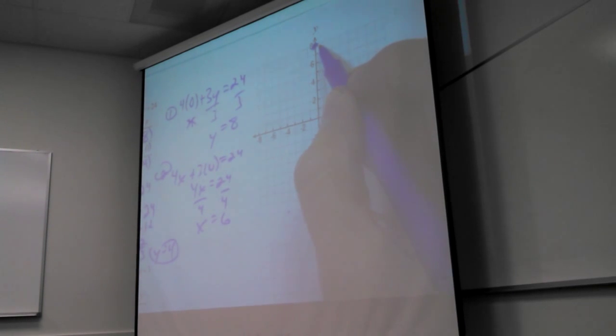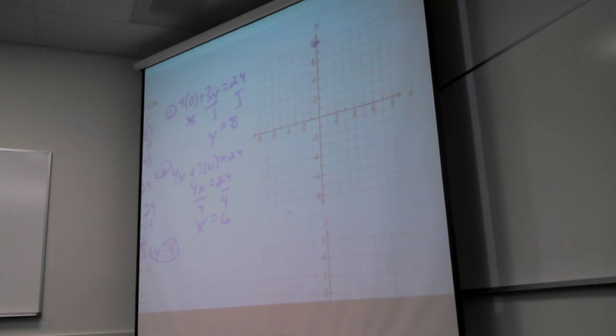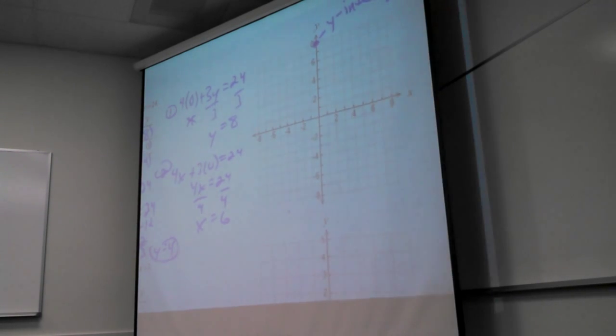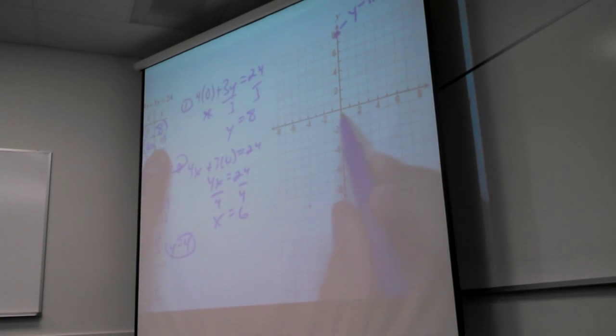So anybody know what we call this thing? Since it's on the y-axis, that's where the line hits the y-axis. That's called the y-intercept. So wherever something hits the y-axis is called the y-intercept. And when it hits the x-axis, we call it the x-intercept. So 6, 0 is going to be where? I go 6 over, and I don't go up or down at all, so it's right there. So that, of course, is the x-intercept.